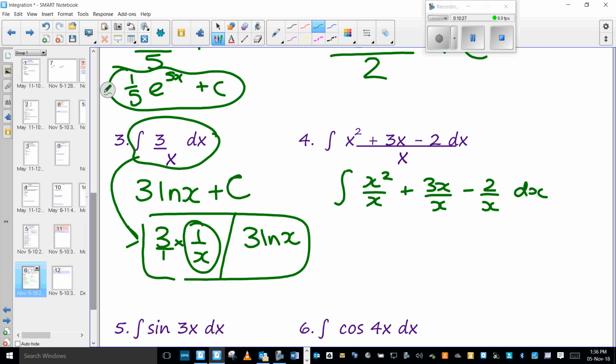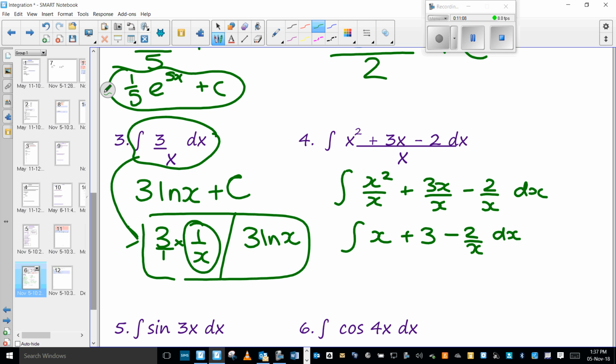All right, so notice with this, I haven't actually done anything yet, so I still have to keep my integral sign. With the others, I could write my answer because I was actually integrating it. This one I haven't yet, so I've got to keep my integral sign and my dx. Now I'm going to try and simplify it if I can. So, Cameron, I've got x squared over x. What does that actually become? Nice. 3x over x. Olivia, what does that become? Nice. That's 3. And then you've got minus 2 over x. That's fine. We can keep it like that.